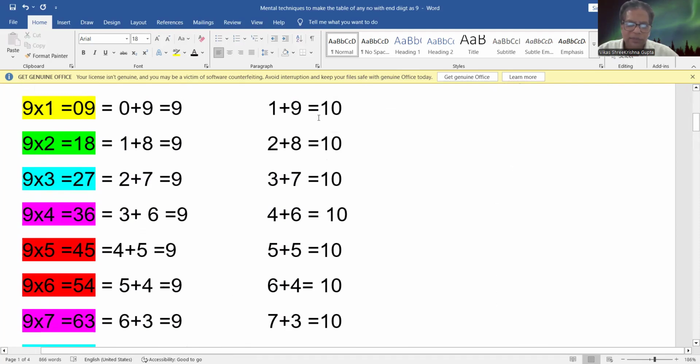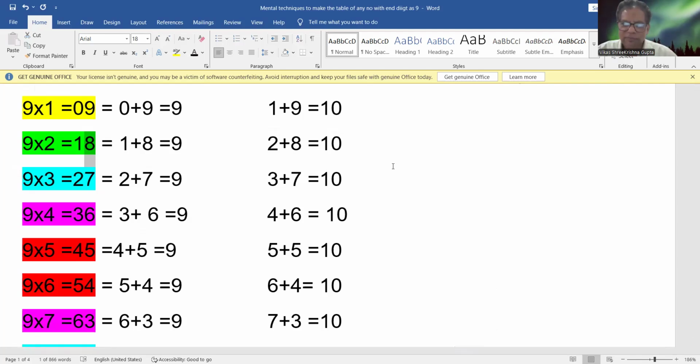This number and 9 are complements of each other. 1 plus 9 are complements of each other for base 10. In the same way, 2 and 8. If I am multiplying the number by 2, the last digit should always be 8 because they are both complements of 10. So the last digits are always 9, 8, 7, 6, 5, 4, 3, 2, 1, 0. This is a very amazing property of number 9, and I will use this property to make the table of any number ending with 9.